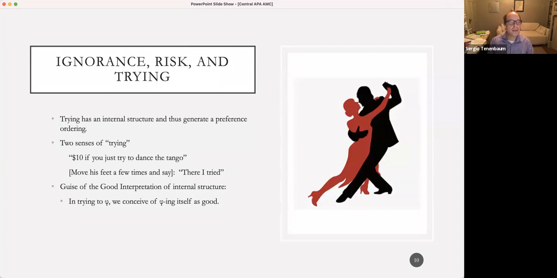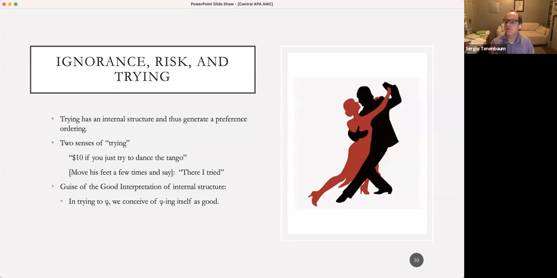Just very quickly, there are two senses of trying. In one, I could do anything that will count as trying. If you give me $10 to try to dance the tango, and I just go like this, I don't know if you can see, there, I tried. And then you say, well, no, that's not what I meant, I meant really tried. I take really trying to be something like trying your best.